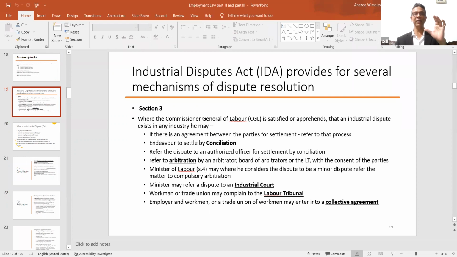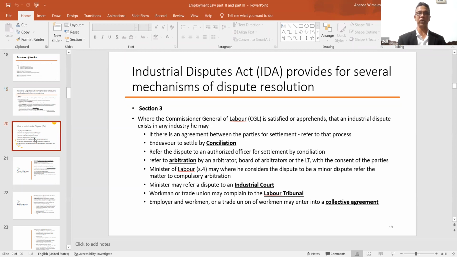So what is the mechanism that we can use to settle an industrial dispute? One is, if there is an agreement between the parties, I mean the collective agreement, we will discuss it later. So we can settle such disputes according to the provisions stipulated in the collective agreement, if there is one. If not, then conciliation is the major process. The Labor Department undertakes conciliation.